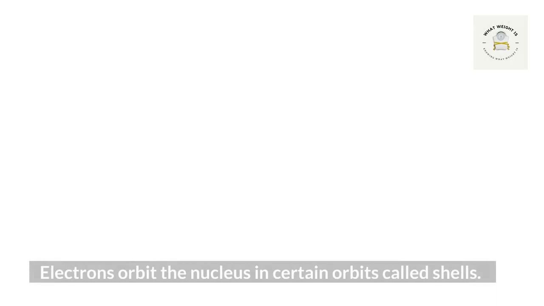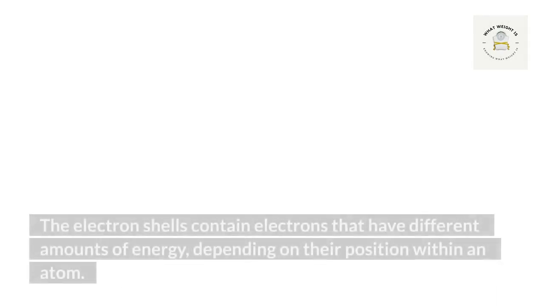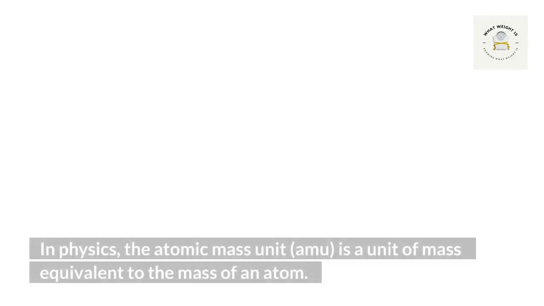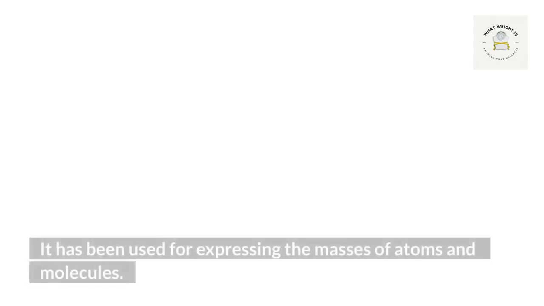Electrons orbit the nucleus in certain orbits called shells. The electron shells contain electrons that have different amounts of energy, depending on their position within an atom. In physics, the atomic mass unit, AMU, is a unit of mass equivalent to the mass of an atom. It has been used for expressing the masses of atoms and molecules.